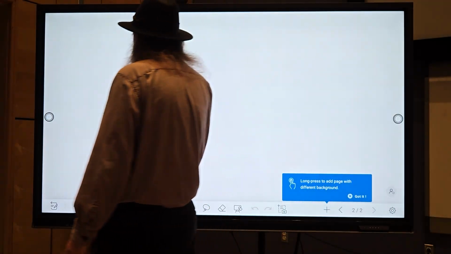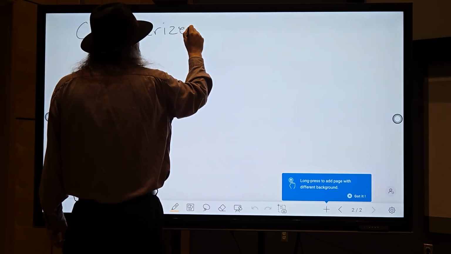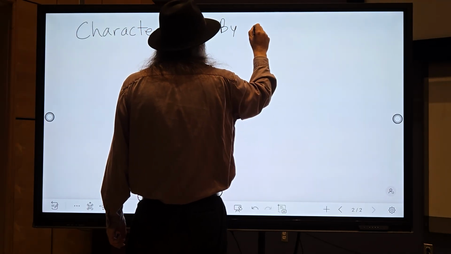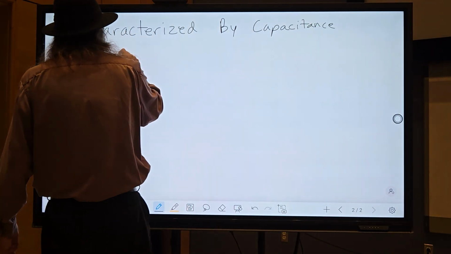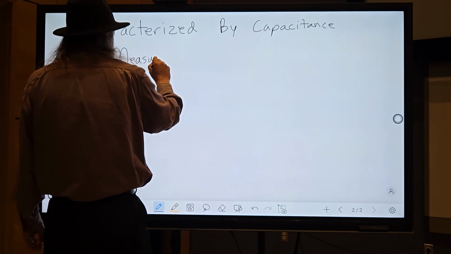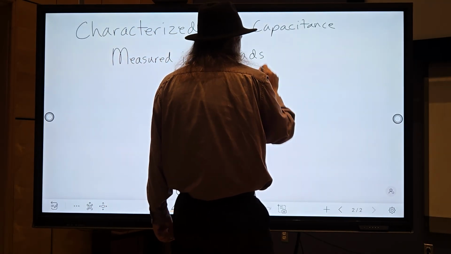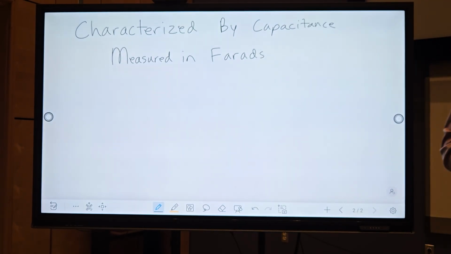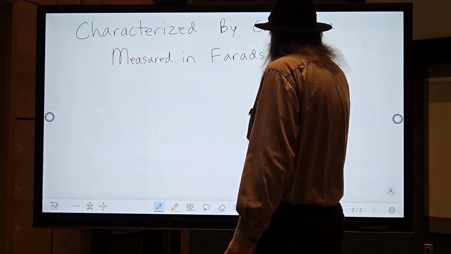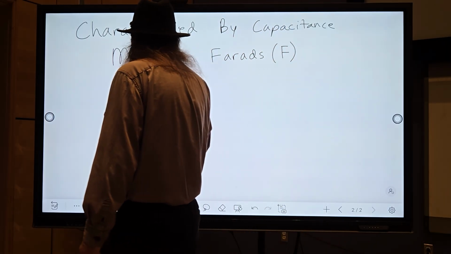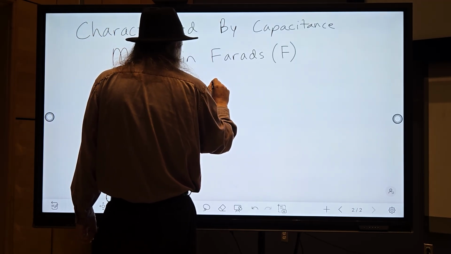So capacitors are characterized by their capacitance. This is measured in farads. Now, a farad is a very large unit, so you typically see it in the form of microfarads or picofarads.